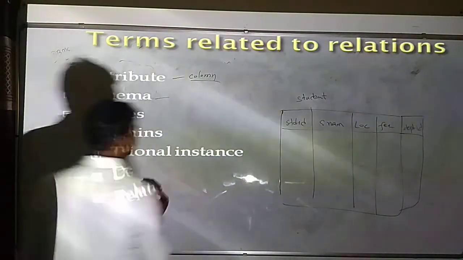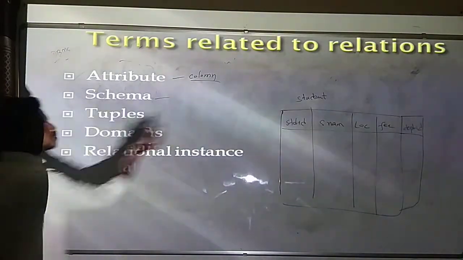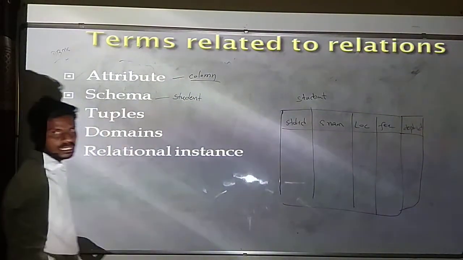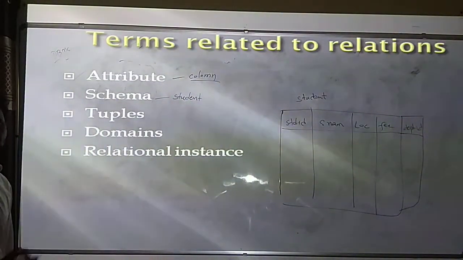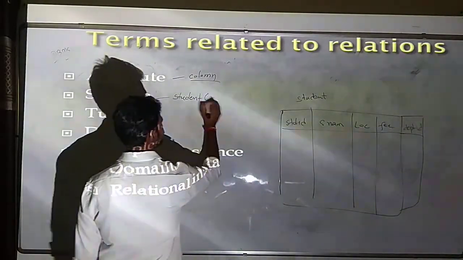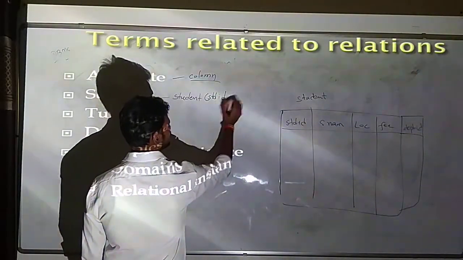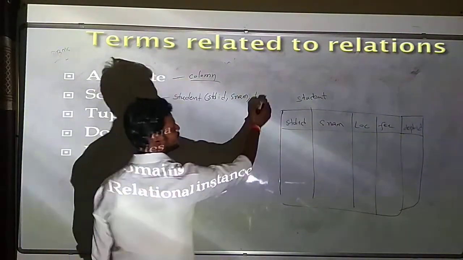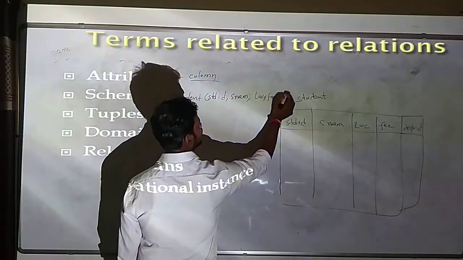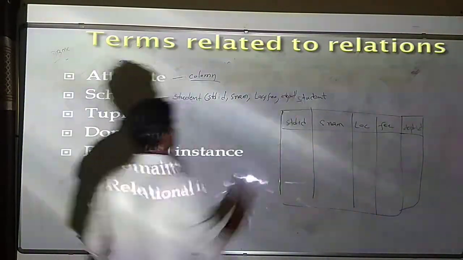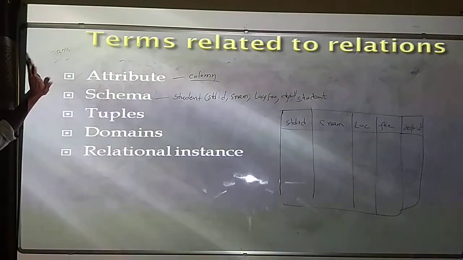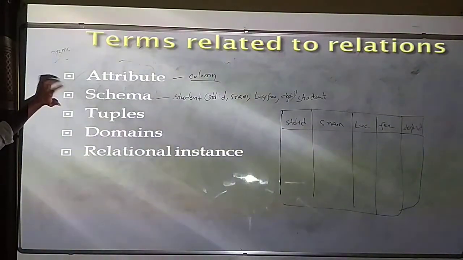In a schema, you mention the relation name, which is Student over here. Then you specify the characteristics of that particular relation: student ID, student name, location, fee, and department ID. If you specify it in this way, this is nothing but the schema of the relation, which means you are explaining the structure of your table. This is how we explain the schema.